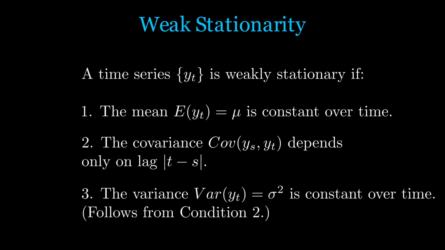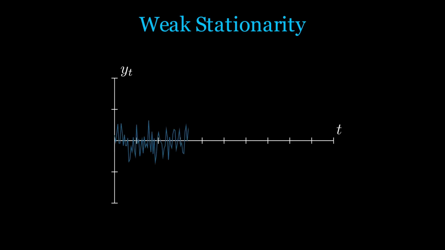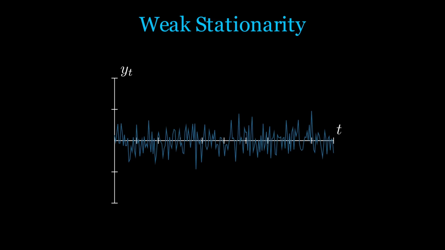An implication of the second condition is constant variance for any specific point in time. This is also known as homoscedasticity. What does constant mean look like? If we plotted the average value over time, it would just be a flat horizontal line. It's pretty straightforward.